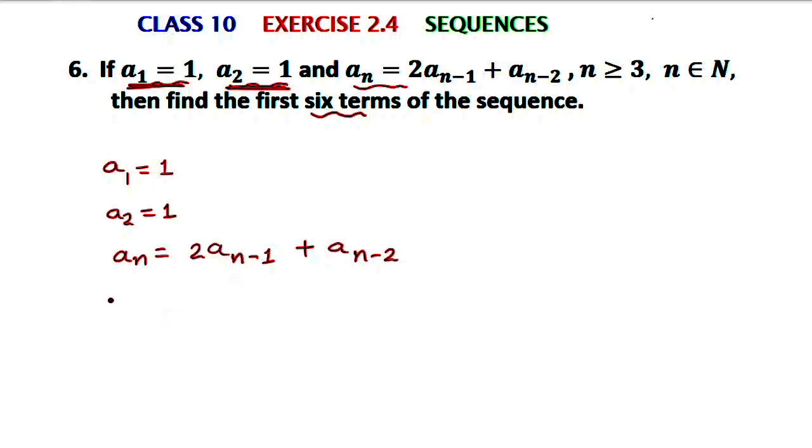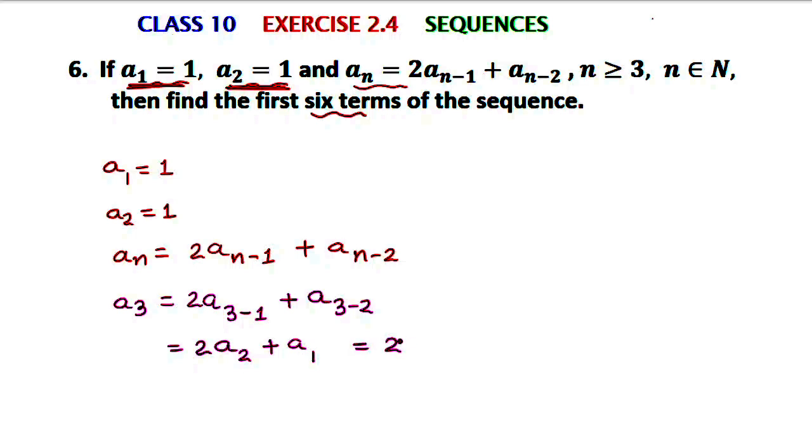இப்போ third term கண்டுபிடிப்போம். a3 equal to 2a(3-1) plus a(3-2) equal to 2 a2 plus a1. So this is equal to 2 into a2 இருக்குல்ல என்னது 1, plus a1 கொஸ்டின்ல இருக்கு 1. So this is equal to 2 plus 1, 3. So third term என்ன 3.